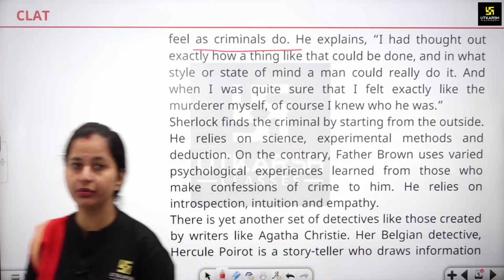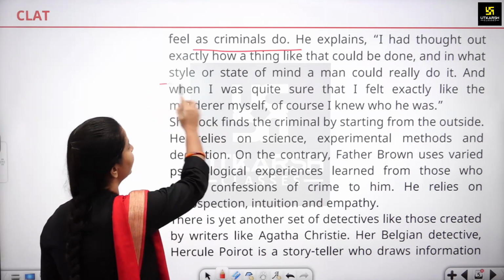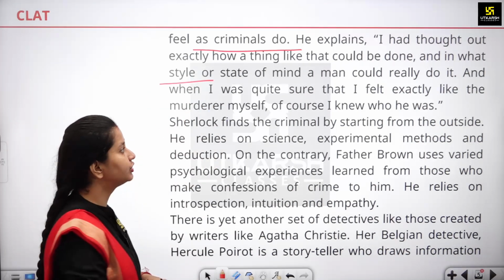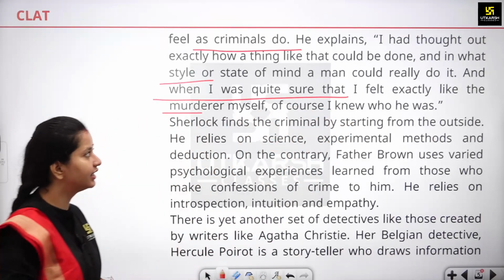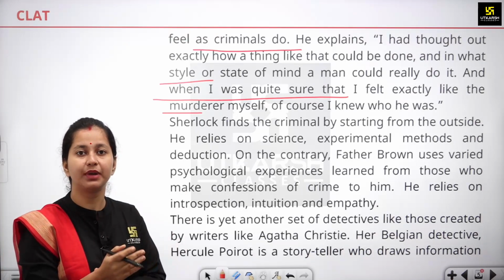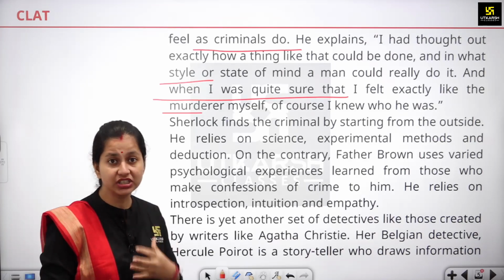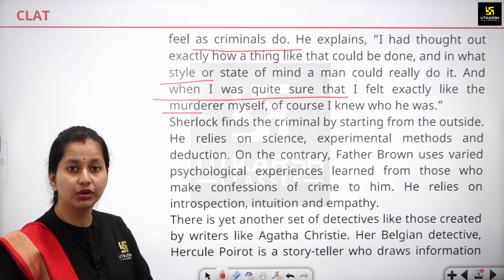It means Father Brown used the technique of sympathy and empathy, of how the criminals would feel, or what drives the criminal to a particular crime. He explains, "I had thought out exactly how a thing like that could be done, in what style or state of mind could really do it. And when I was quite sure that I felt exactly like those murderers myself, of course I knew who was doing it." So Father Brown usually imagines himself as the criminal, and at that time he could deduce who the criminal could be.